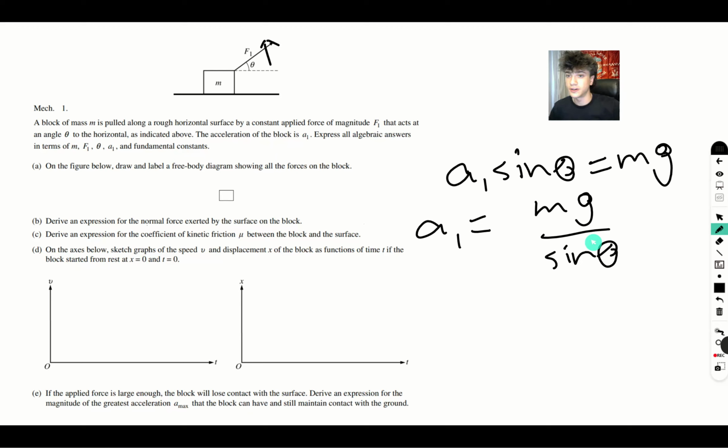So there you go, that's how you would solve this problem. Let me know if you have any comments, questions, or concerns, anything I can help you out with.